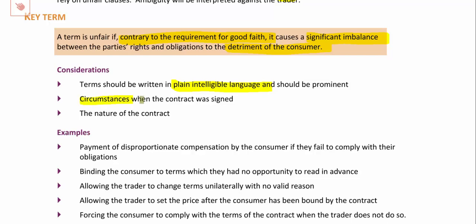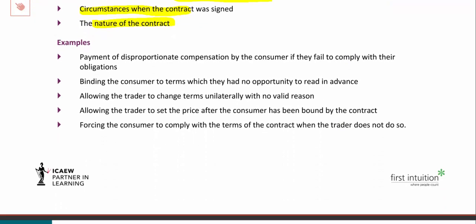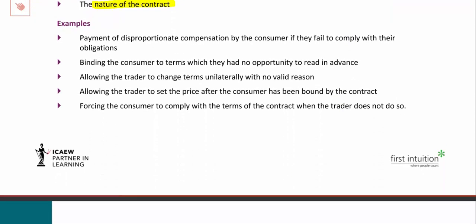The circumstances when the contract was signed, were you pressured into it? Did you feel bullied? Were you harassed? Did you have time to consider the terms carefully? And also the nature of the contract. And there's some examples here of how the courts have looked at this.